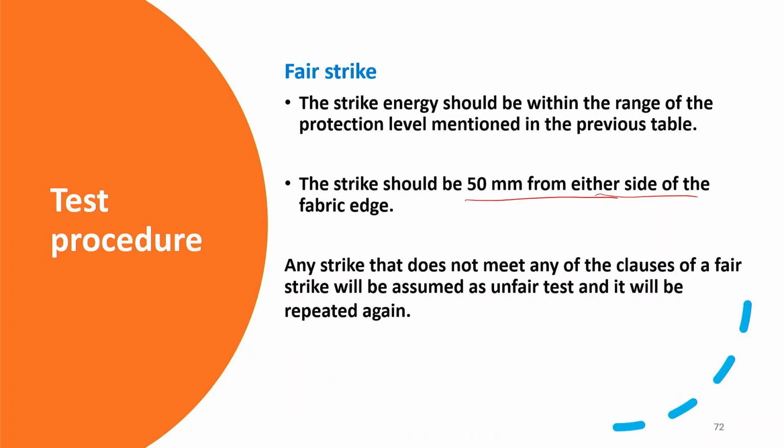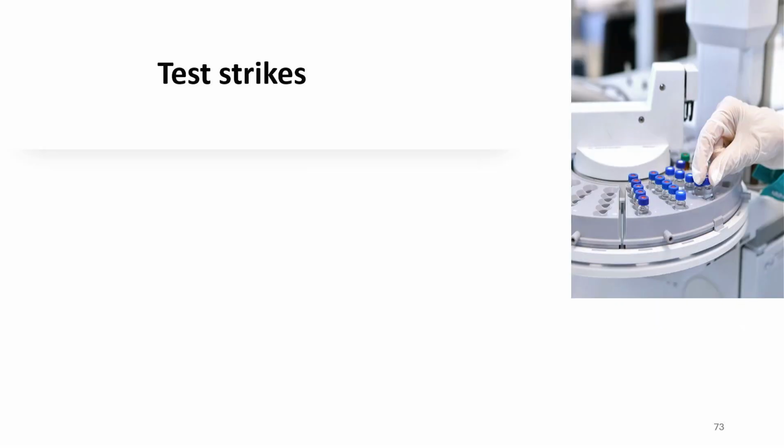Any strike that does not meet any of the clauses of a fair strike will be assumed unfair and will be rejected, and a repeat trial will be taken; that result will be rejected.